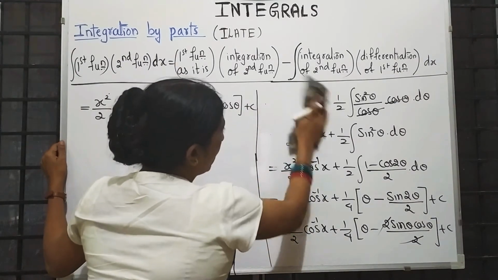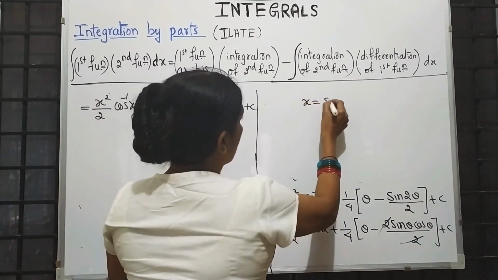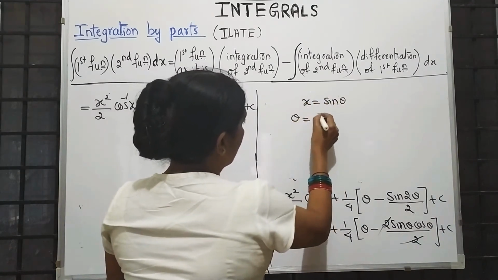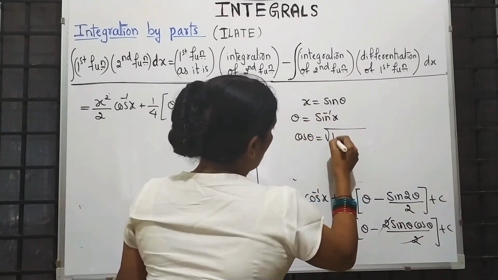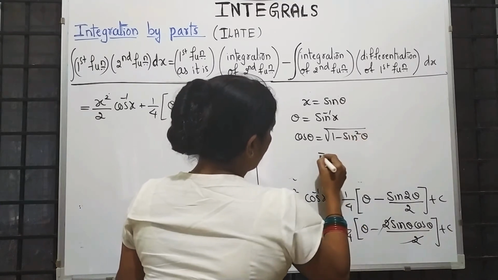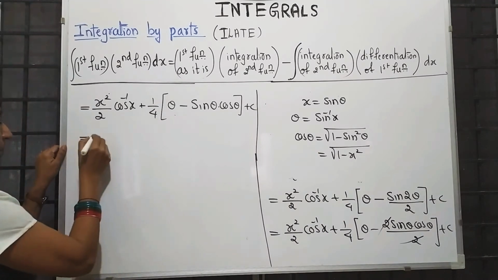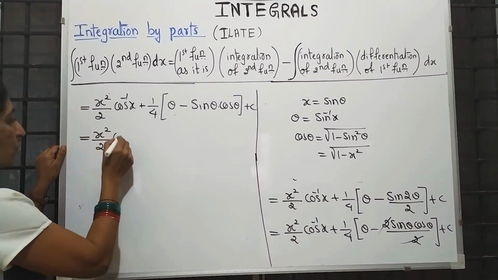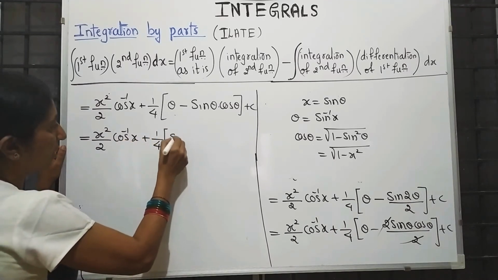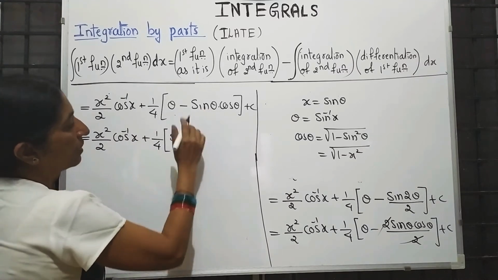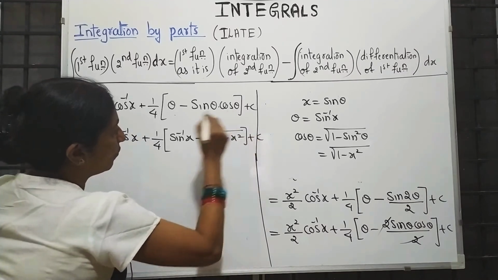Now go back and see what the substitution is. The substitution is x equals sin theta. If x is sin theta, then theta is sin inverse x, and cos theta is root of 1 minus sin square theta, that is root of 1 minus x square. This is x square by 2 cos inverse x plus 1 by 4, where theta is sin inverse x, sin theta is x, and cos theta is root of 1 minus x square, plus c.